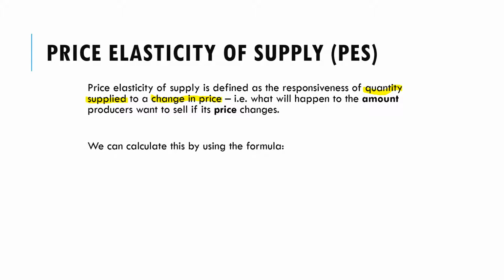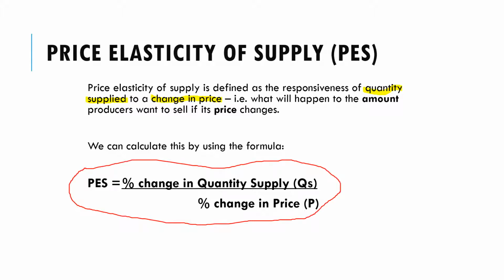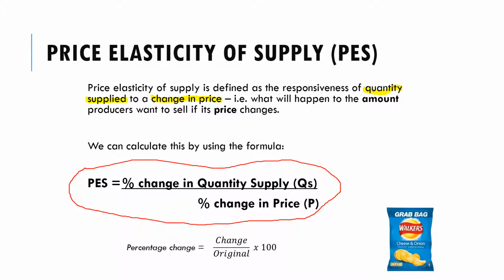We can calculate this by using the following formula. The percentage change in quantity supplied divided by the percentage change in price. And this is an important formula, so let's make sure that we've got this one down in our notes. Now, in order to do this, we do need to be able to do percentage change, the change over original times 100, or as I like to remember, cheese and onion.